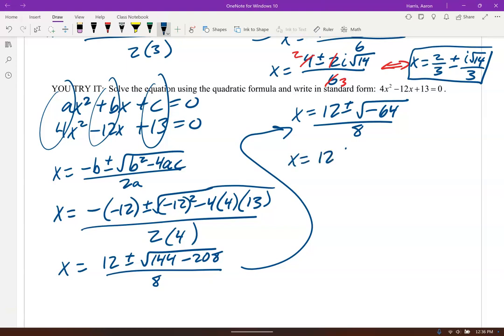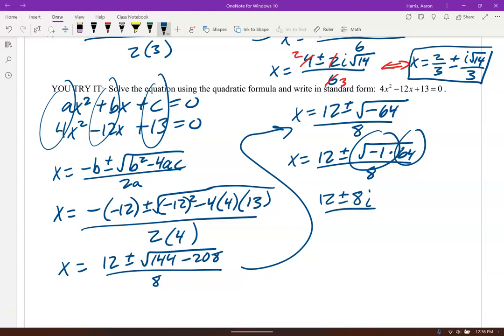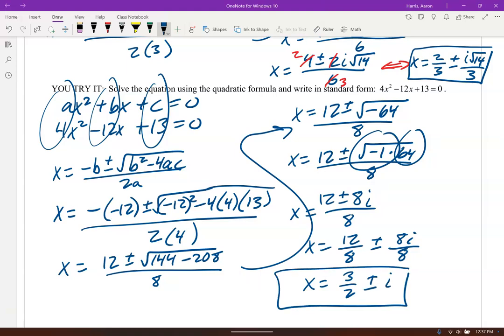And so we got 12 plus or minus, I'm going to write that as negative 1 times 64. I know the square root of negative 1 is i. I know the square root of 64 is 8. So we got 12 plus or minus 8i all over 8. In other words, 12 eighths plus or minus 8i over 8. Well, 12 and 8 both go into 4, so that's 3 halves plus or minus 8 over 8 is a 1i. So 3 halves plus or minus i.